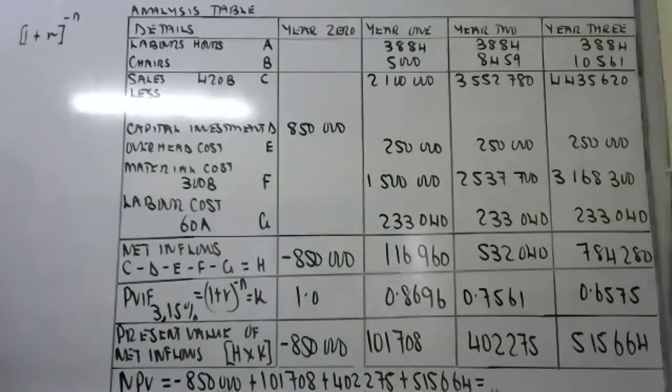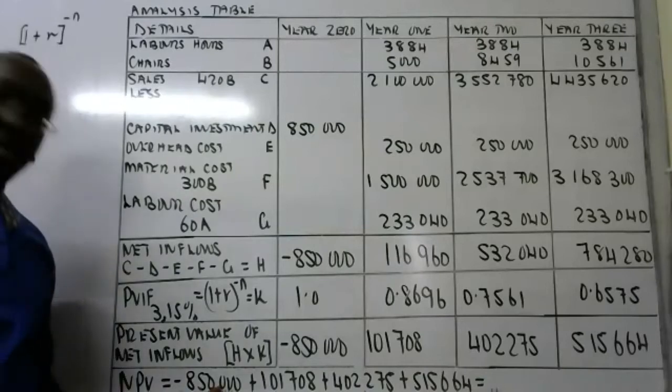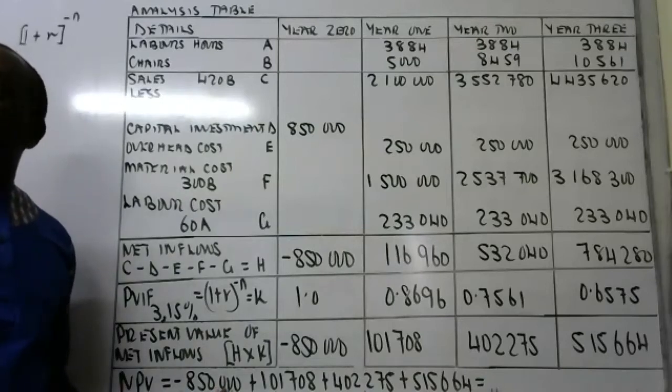I've seen some students argue that E is about the outflow. We need to subtract again. If you subtract again, it becomes plus.